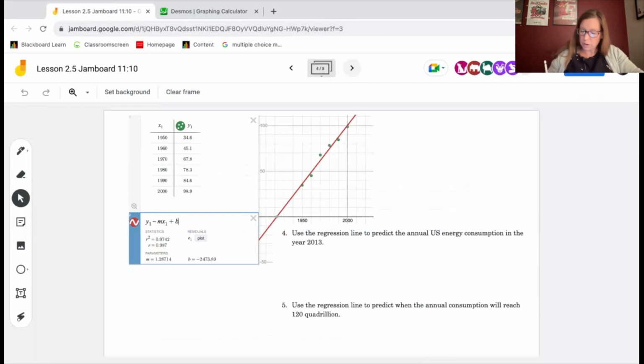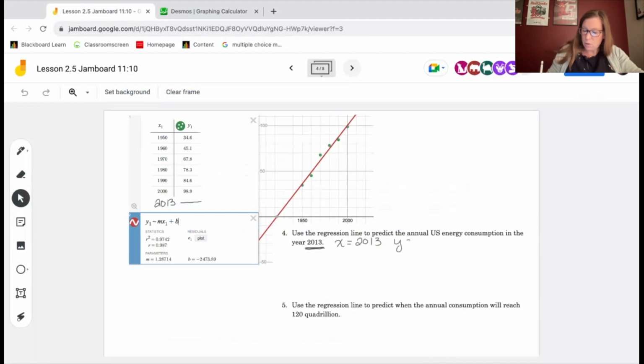This follow-up question is to use the regression line that we just had to predict the U.S. energy consumption in 2013. Well, notice in my table, we were using the exact years themselves. We weren't using a value such as a year since 1950 or something like that. So be careful how it's interpreted. We use the exact years themselves, and I'm looking for 2013 here. So my x value is 2013.